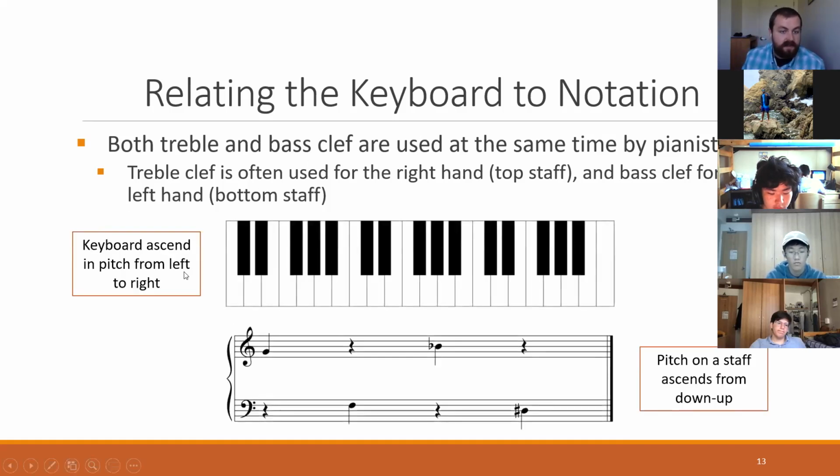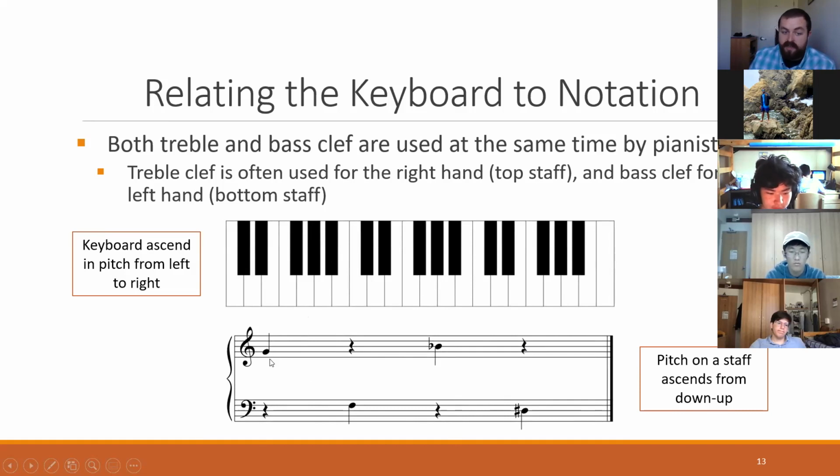For instance, on keyboards, this is lower. As we move to the right, we get higher. Your left hand plays over here. Your right hand plays over here. On a staff, pitch ascends from down to up. So this pitch here is higher than this pitch here. And it descends lower. Notice that we're going down in the lines here. This is a common thing that we see where we've got two staves, and each of these are different hands.